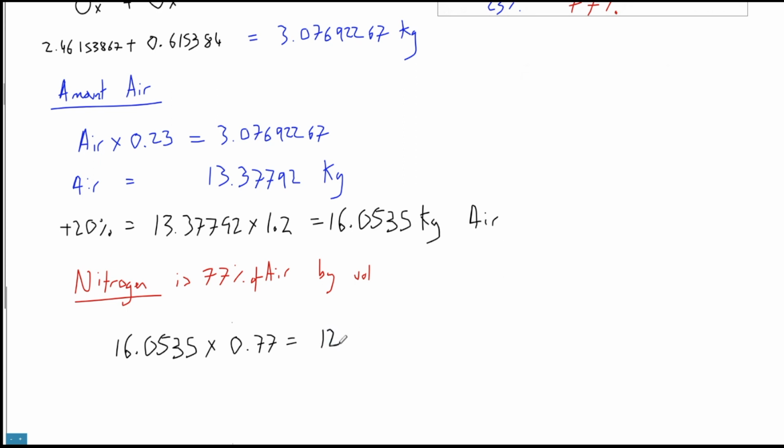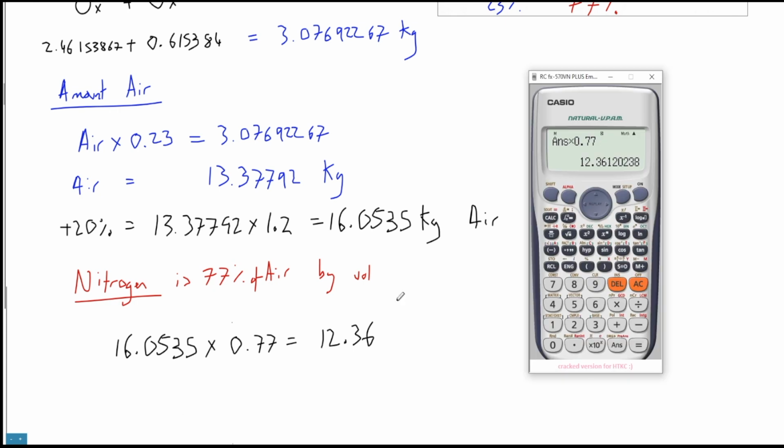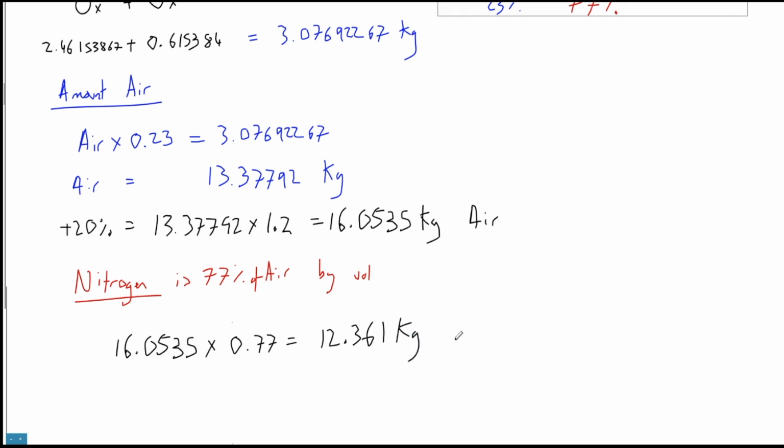1236, 12.361 kg of nitrogen. This will be the amount of nitrogen in the exhaust gas. It's sucked in, used up, kicked out, and not used. Well, the oxygen is used up. The nitrogen is not really affected.